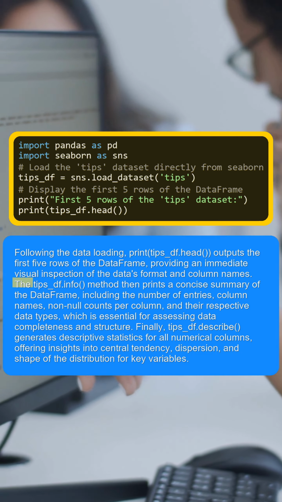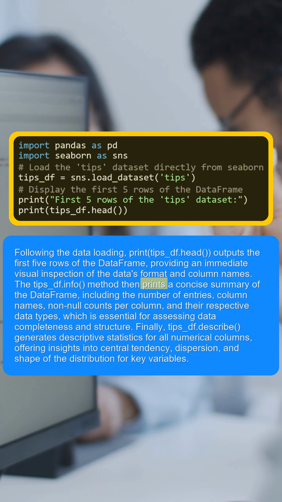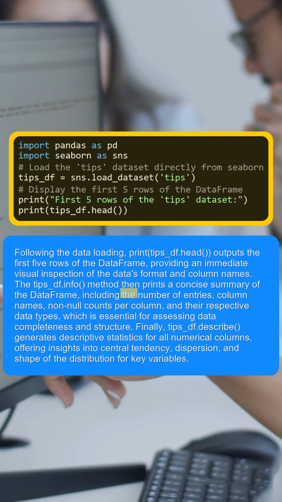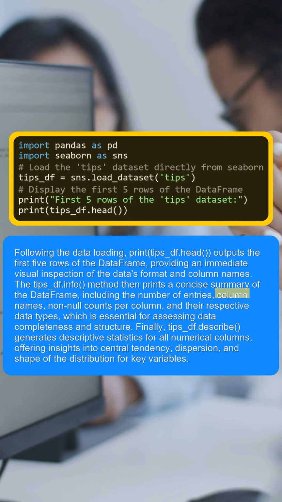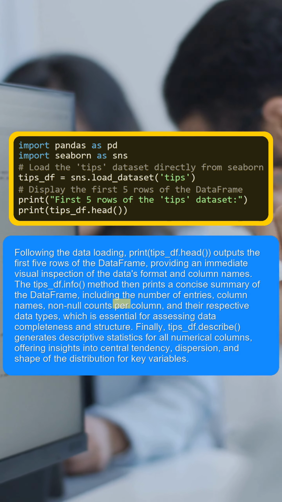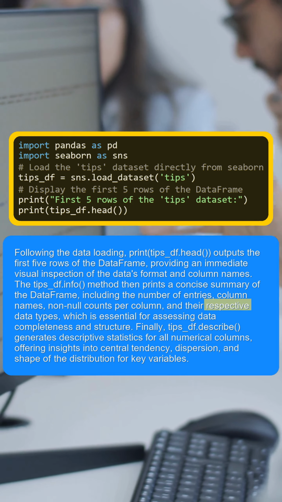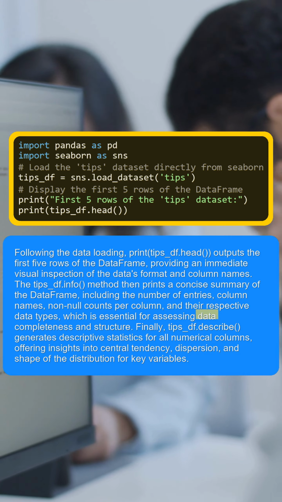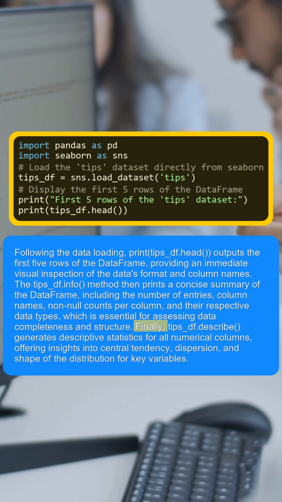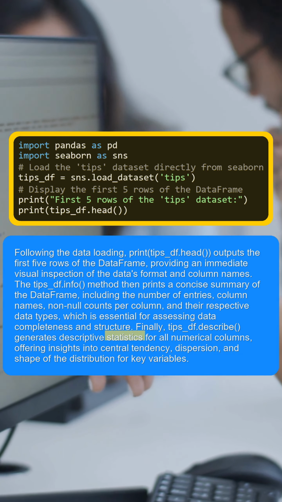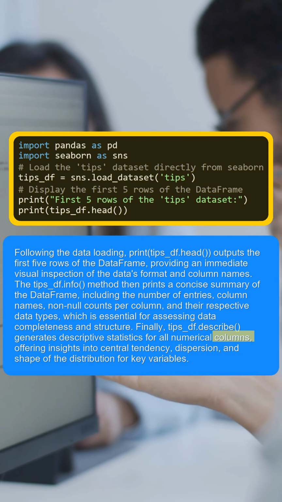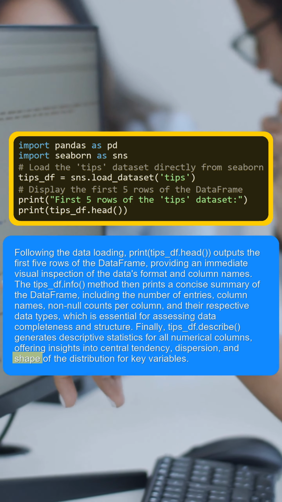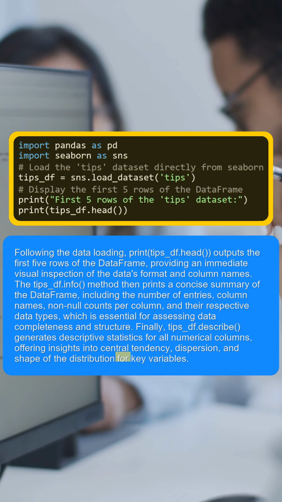The tips_df.info method then prints a concise summary of the data frame, including the number of entries, column names, non-null counts per column, and their respective data types, which is essential for assessing data completeness and structure. Finally, tips_df.describe generates descriptive statistics for all numerical columns, offering insights into central tendency, dispersion, and shape of the distribution for key variables.